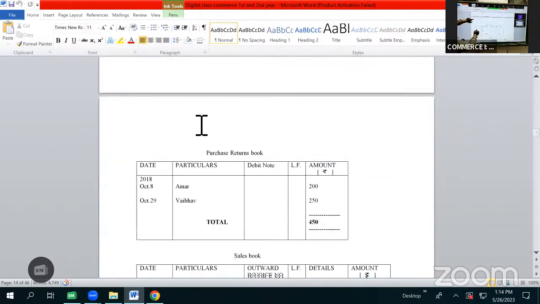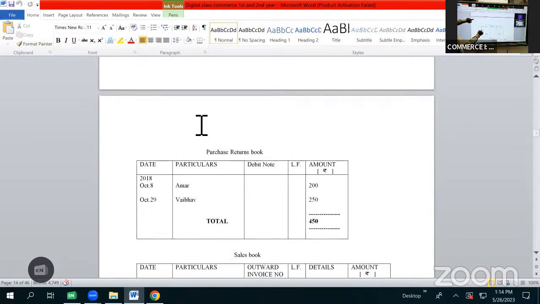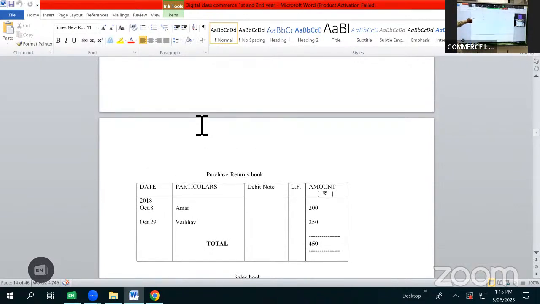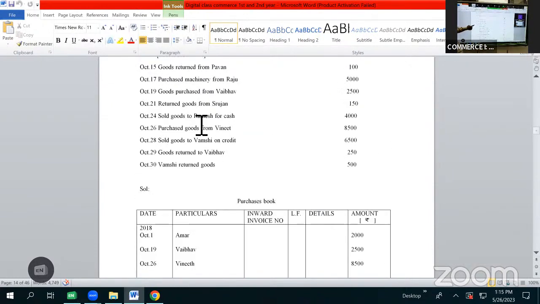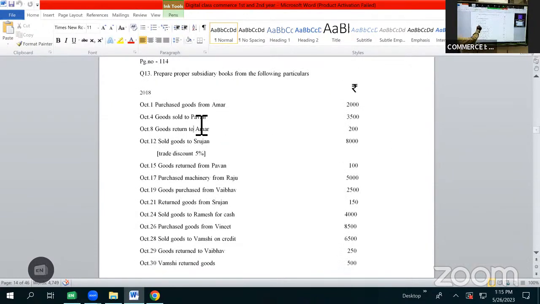So here we have purchases book, 2018 October 8. In the particulars column we will be writing the name Amar, and in the amount column we will be writing the amount as 200. After October 8, we have a transaction on October 12: sold goods to Srujan 8,000 rupees, trade discount 5%.